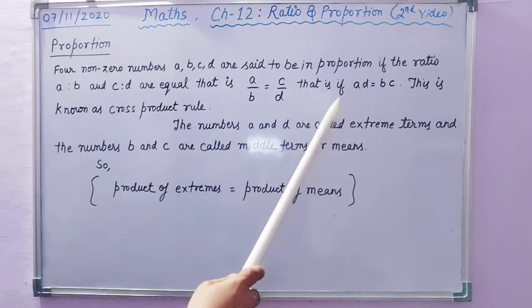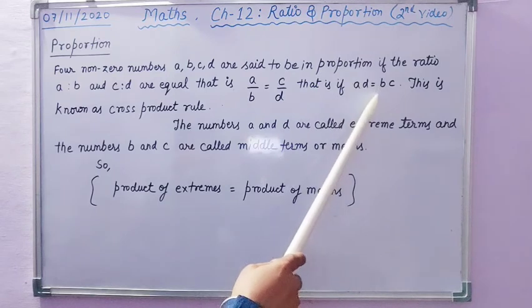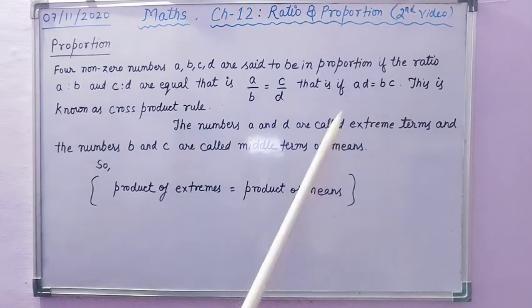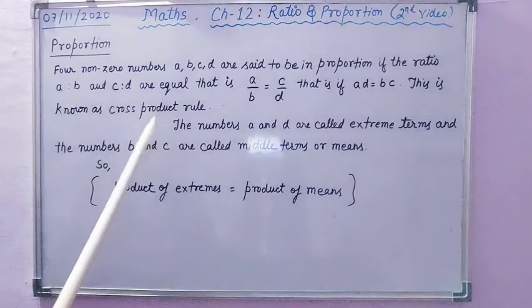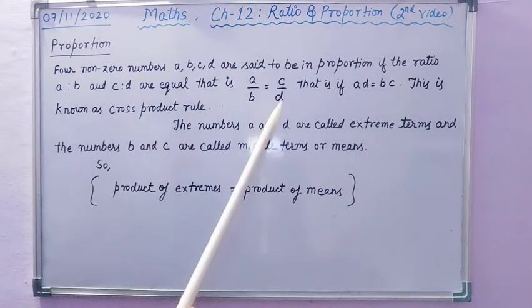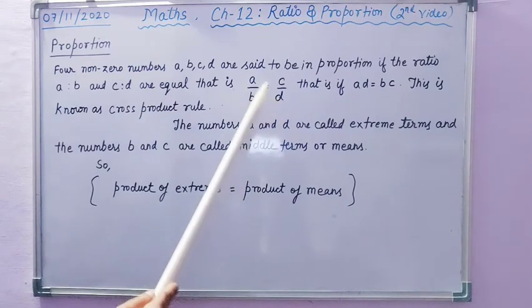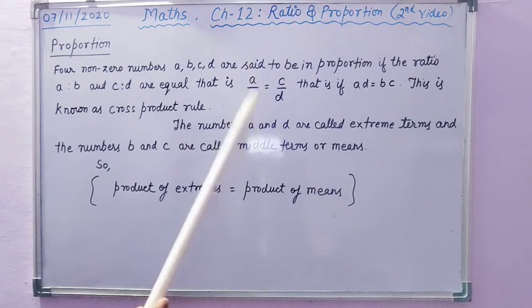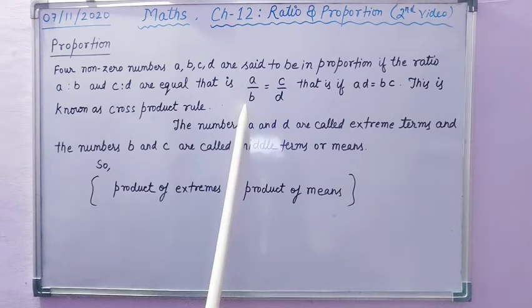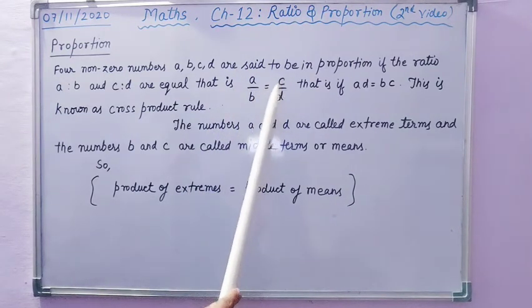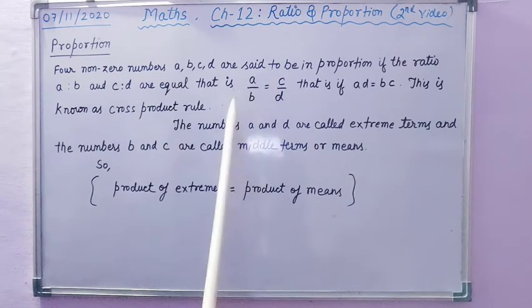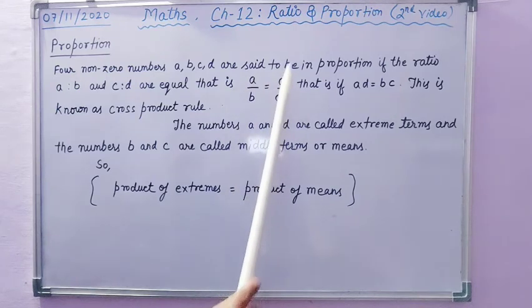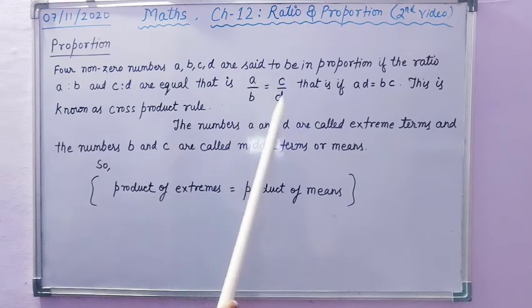That is, if AD is equal to BC. This is known as the cross product rule. In this rule, you just need to multiply D with A, so it will be AD, and B will go this side upwards, multiply like this. So it is like a cross. B will multiply by C and A with D.